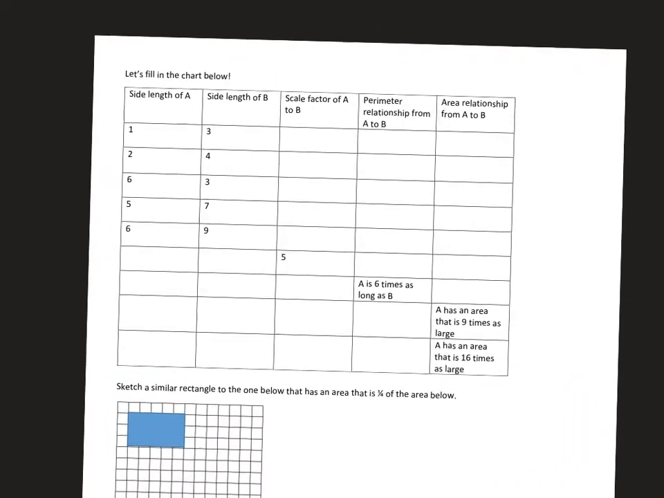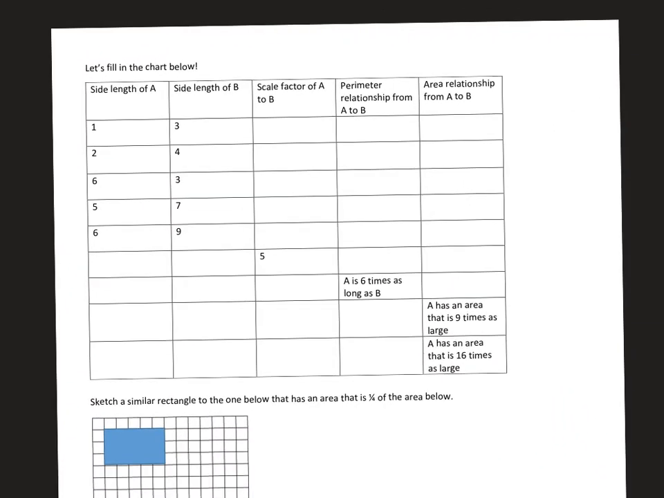Let's fill in this chart here. If I know that the side length of A is 1 and the side length of B is 3, and these two figures are similar, my scale factor from A to B is going to be B divided by A, which is 3. So the perimeter relationship is going to be the same as the scale factor, so it's going to be times 3. The area relationship from A to B is going to be times 3 squared.